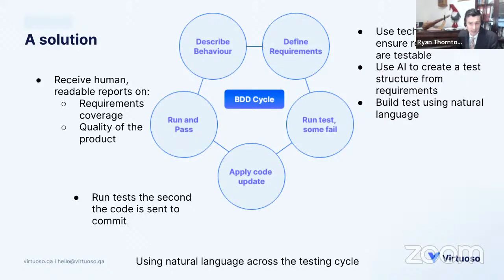And because we're using natural language across the testing cycle, we are able to receive human readable reports on requirements coverage, quality of the product, and again, you know you've built the right thing in the right way. So that's the marketing waffle, and I hope that the previous slides were a good 101 as an introduction and the current state, as I pass over to my friend and colleague, Mr. James Bent. Thank you very much, Ryan.